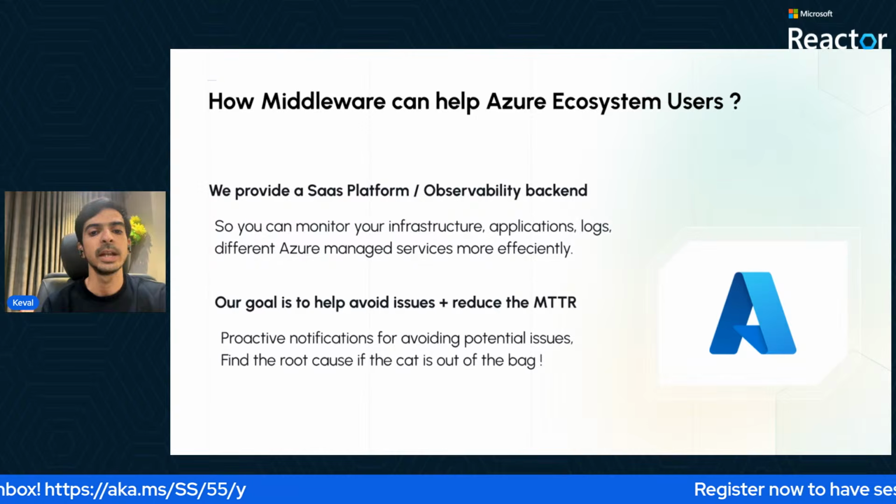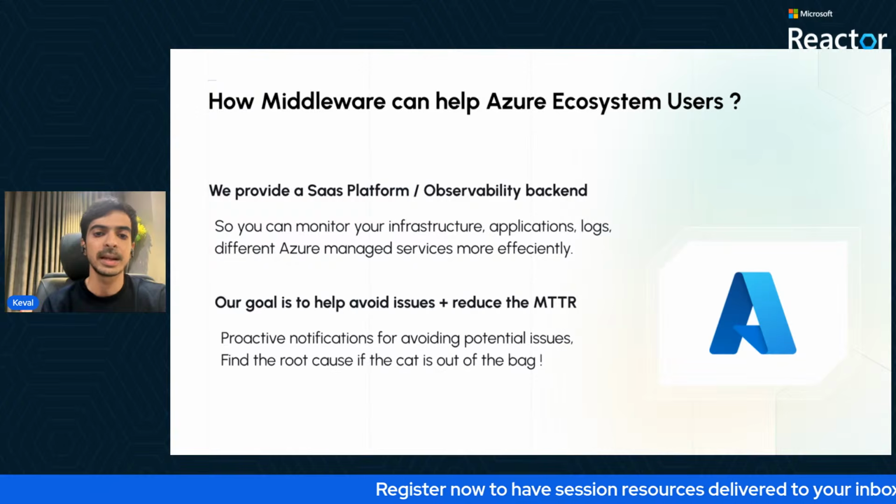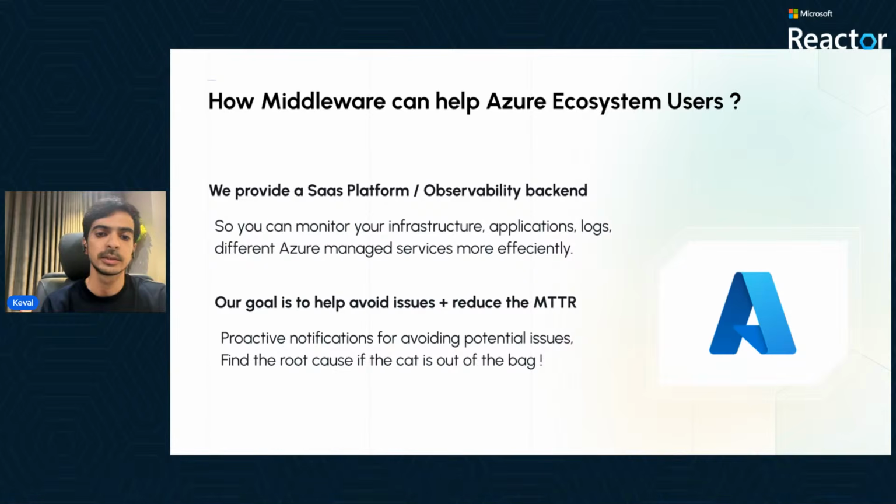And the second goal that we try to achieve with our customers is we help them to avoid any issues coming into their production. And in case the cat is out of the bag, then we also help them find the issue, the root cause, as fast as possible. We call it the MTTR part, which DevOps might relate to more, mean time to resolve the issue. That is something we help our customers to reduce.